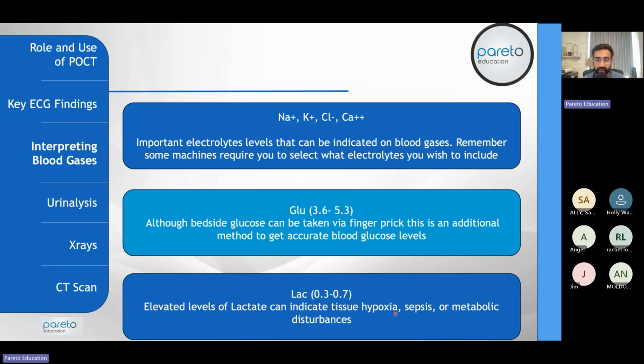And lastly, lactate. Lactate is also really important. Well, not lastly, actually, we've got a few more, but lactate is also important because it can indicate tissue hypoxia. Situations like sepsis, metabolic disturbances, and ischemia are important reasons why lactate could be raised. There are some other important things I would say.